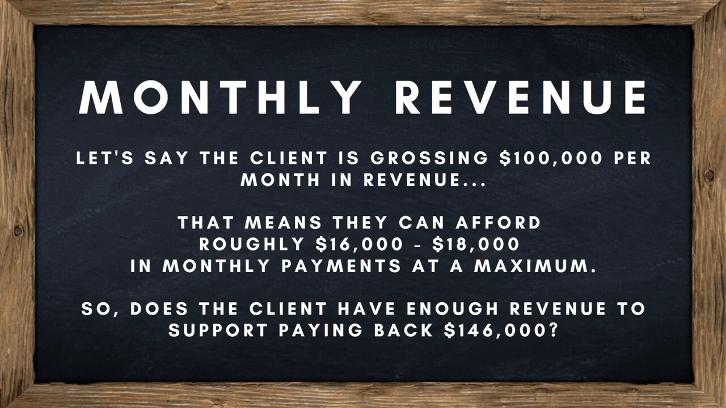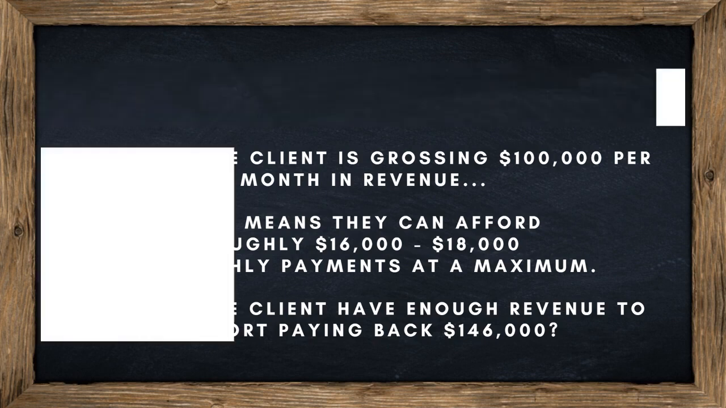Well, first we need to understand essentially and measure the percentage of affordability, right? So $100,000 in revenue. That means that they can afford roughly 16 to 18% in monthly payments at a maximum, right? So in other words, $16,000 to $18,000 if they were paying back $100,000, except it's $146,000, not $100,000. So it's going to be more than $16,000 to $18,000 in repayment.